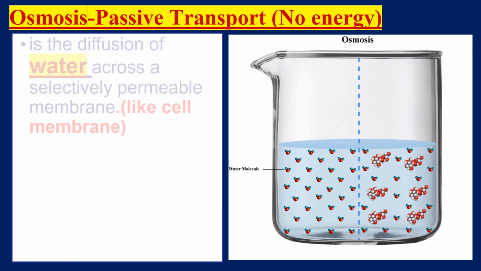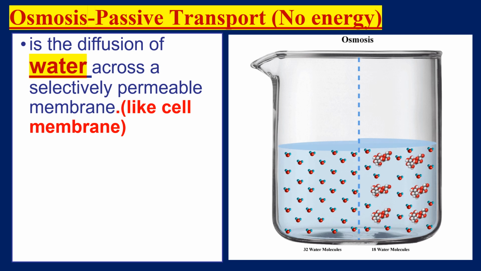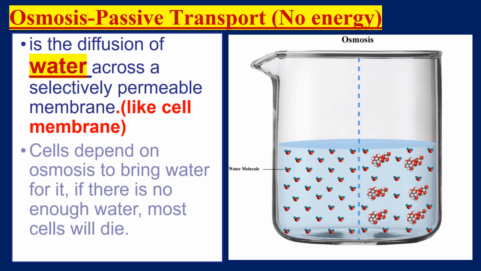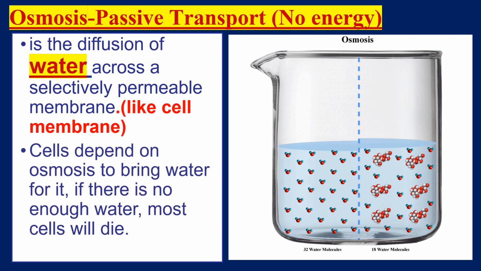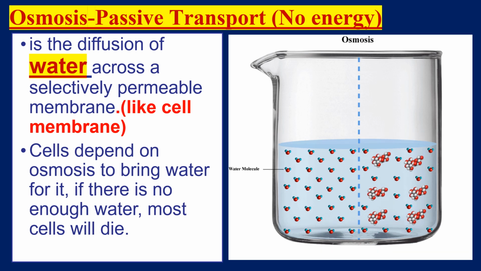Osmosis, passive transport, no energy. It is the diffusion of water across a selectively permeable membrane, like a cell membrane. Cells depend on osmosis to bring in water. If there is not enough water, most cells will die.